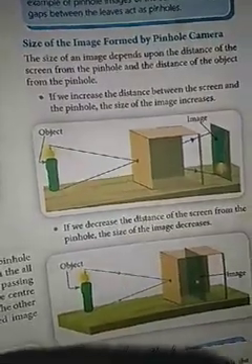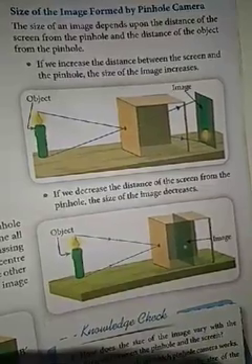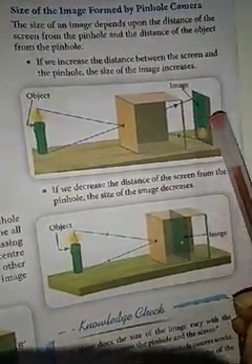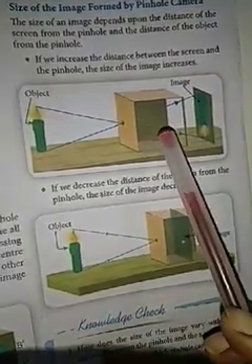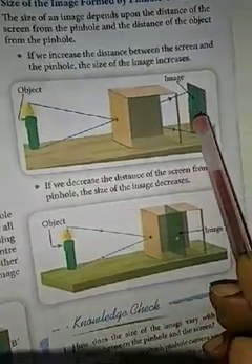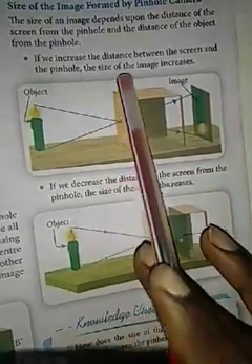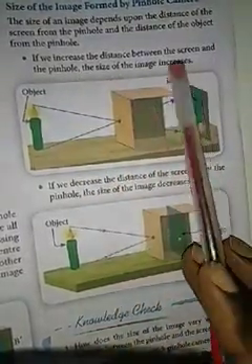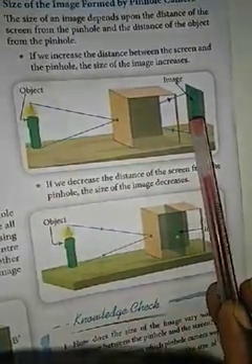Size of the image formed by a pinhole camera. The size of an image depends upon the distance of the screen from the pinhole, and the distance of the object from the pinhole. If we increase the distance between the screen and the pinhole, the size of the image increases.